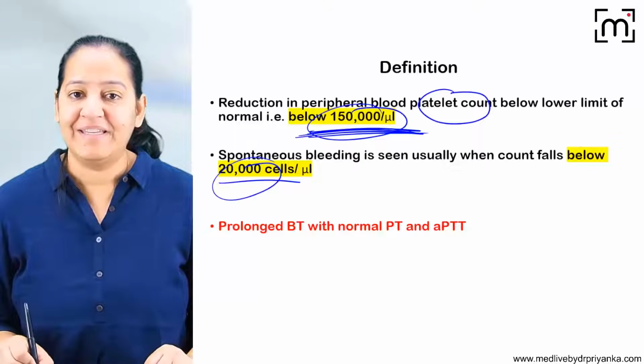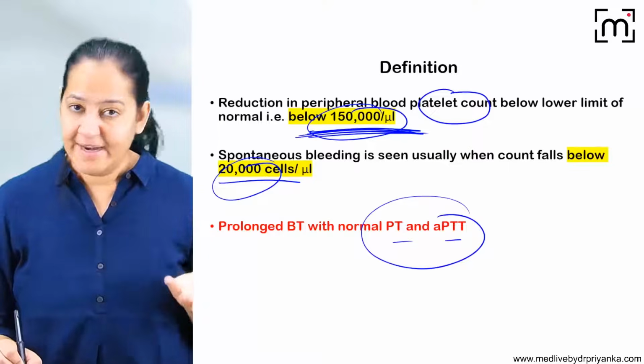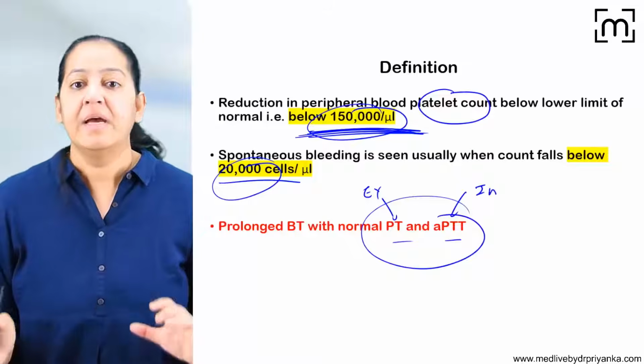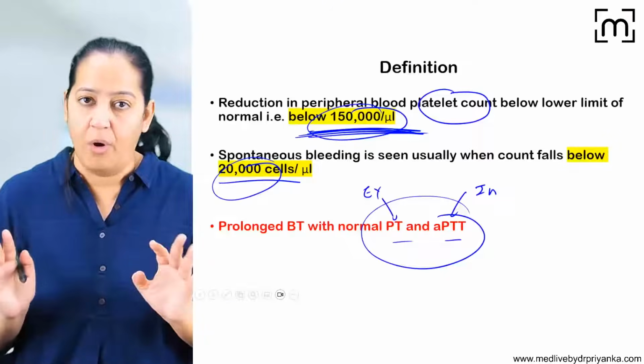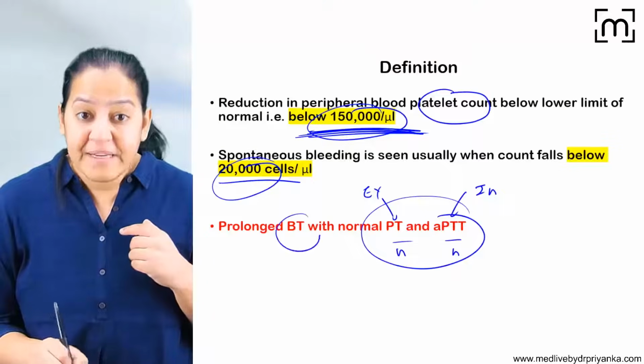Do you understand what PT and APTT are? PT and APTT are used for the secondary clot. They indicate coagulation factors. PT indicates the extrinsic pathway, and APTT indicates the intrinsic pathway. Here the coagulation factors are not involved, they are normal, so PT and APTT are normal. But here BT will be prolonged.